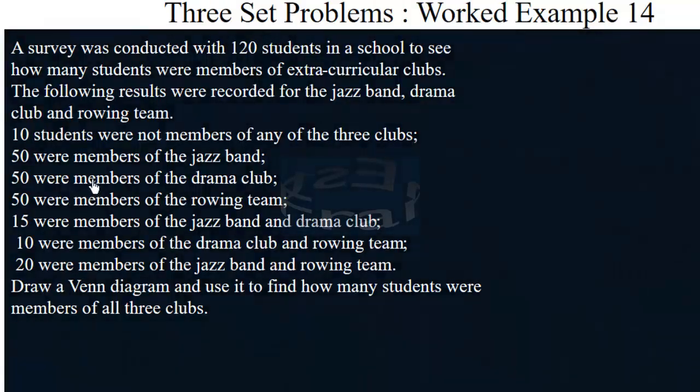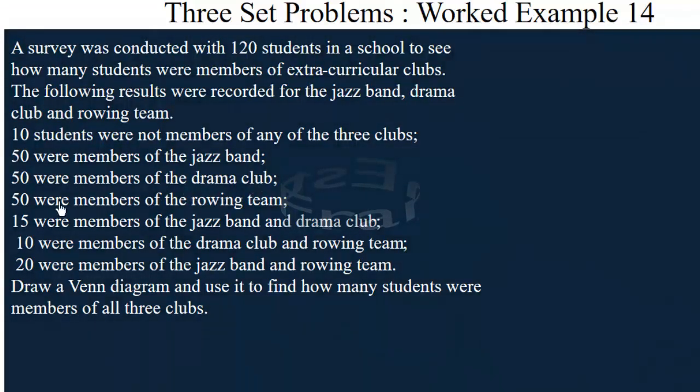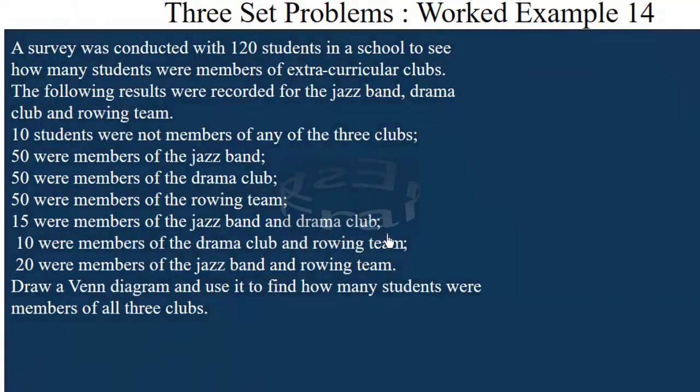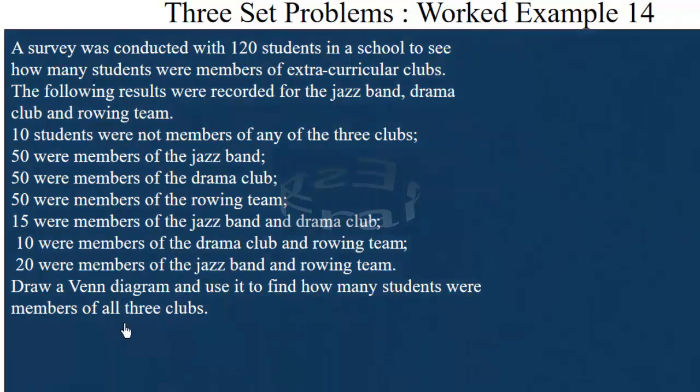Then 50 were members of the jazz band, 50 were members of the drama club, 50 were members of the rowing team, and 15 were members of the jazz band and drama club. 10 were members of the drama club and rowing team. 20 were members of the jazz band and the rowing team. Draw a Venn diagram and use it to find how many students were members of all the 3 clubs.